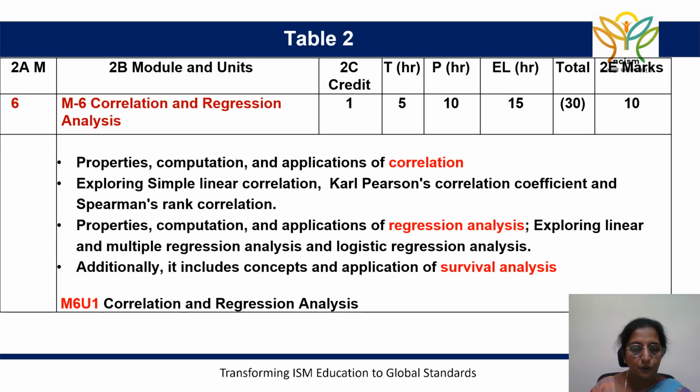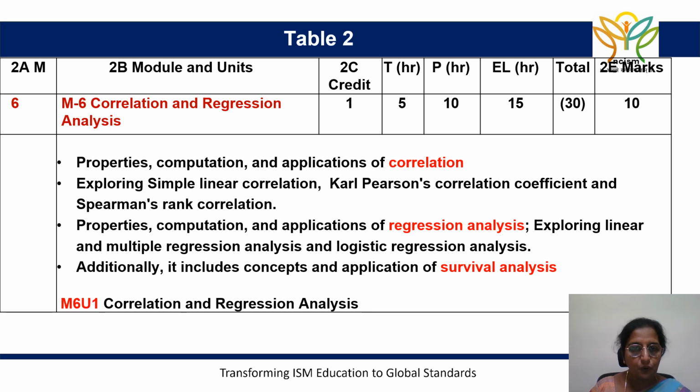Coming to the last module, that is sixth module, it consists of 1 unit, that is correlation and regression analysis. It carries 1 credit with 30 notional learning hours and 10 marks assigned for the university examination.